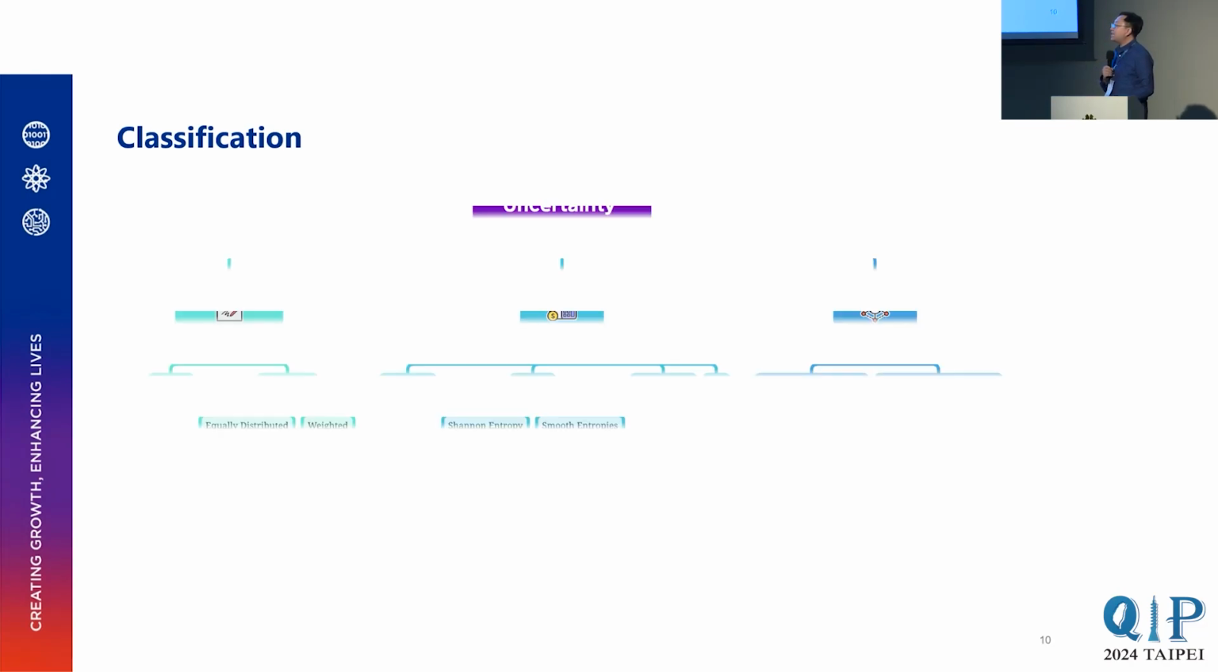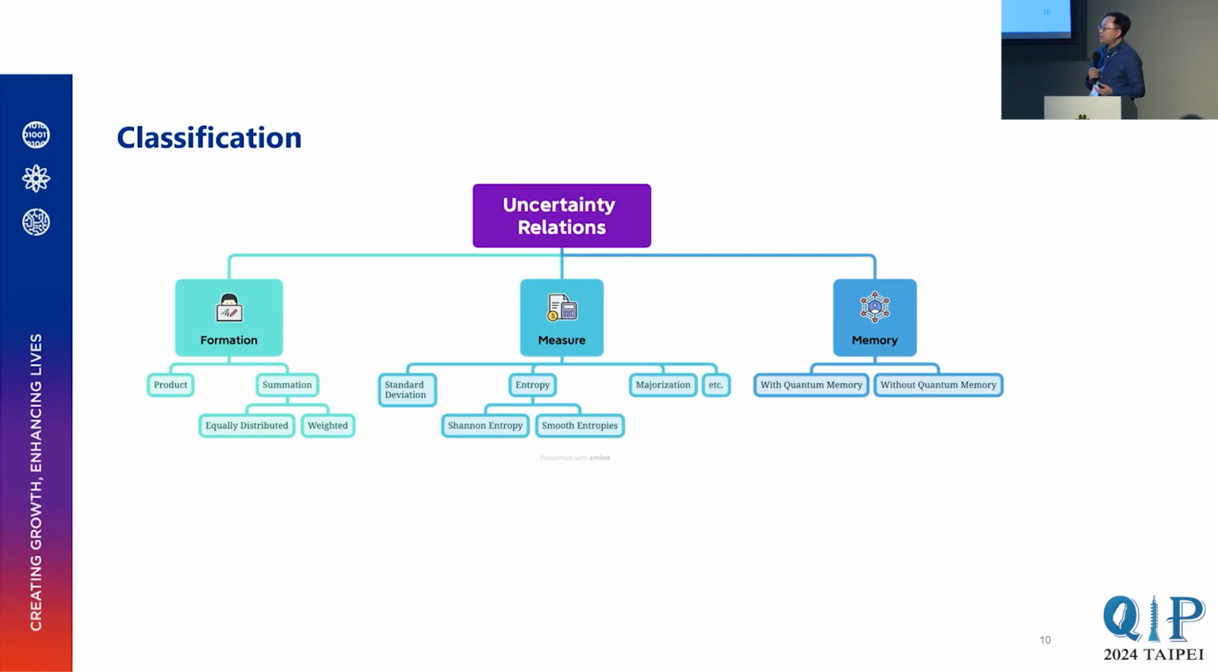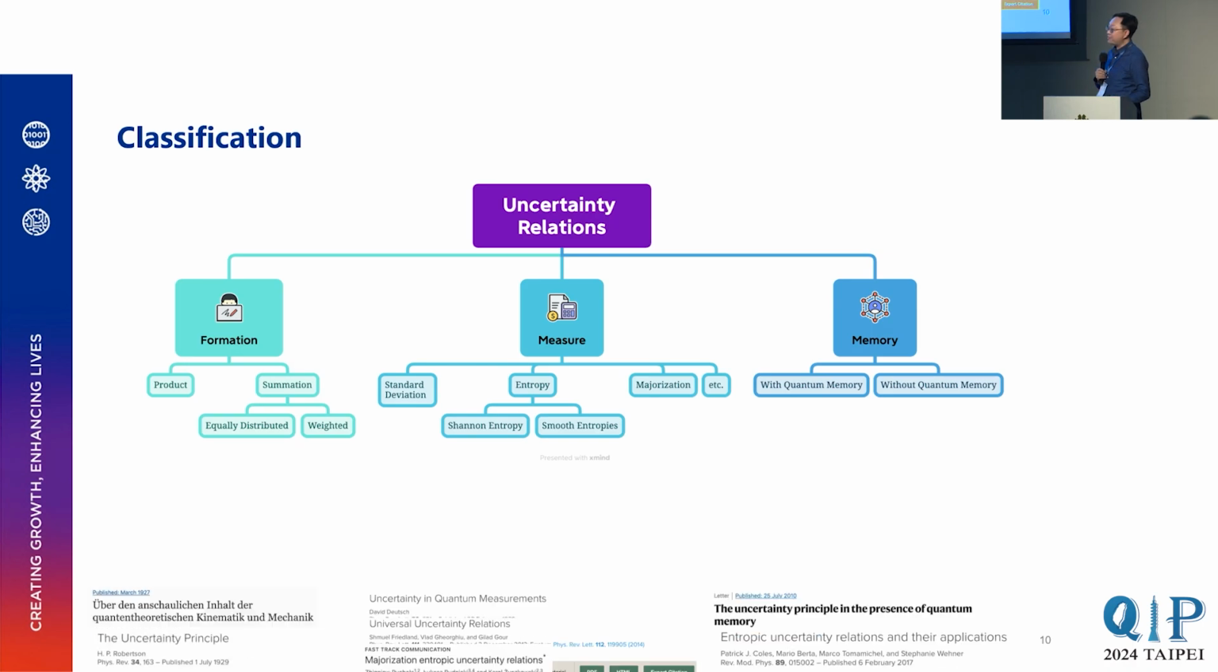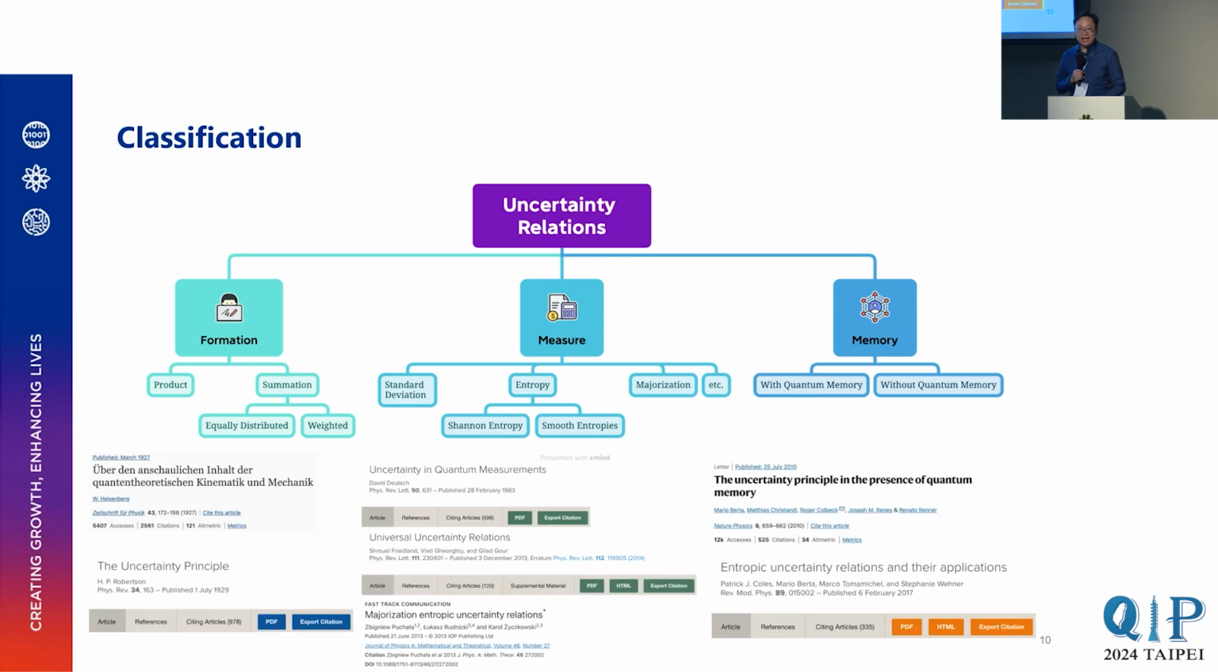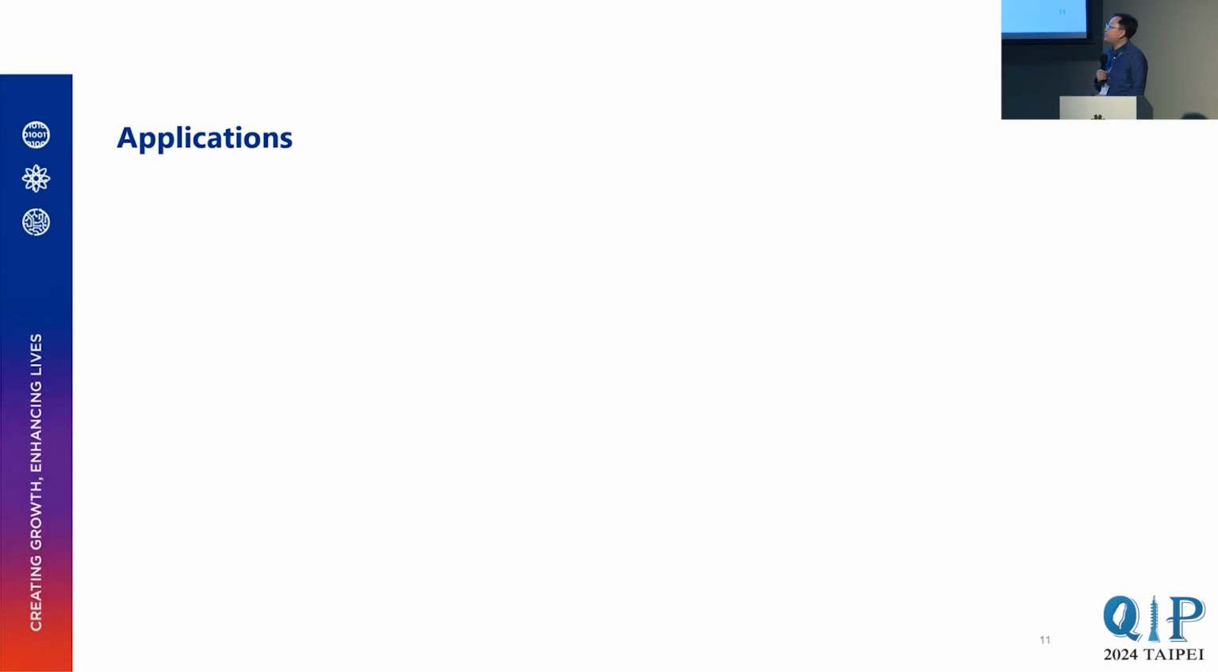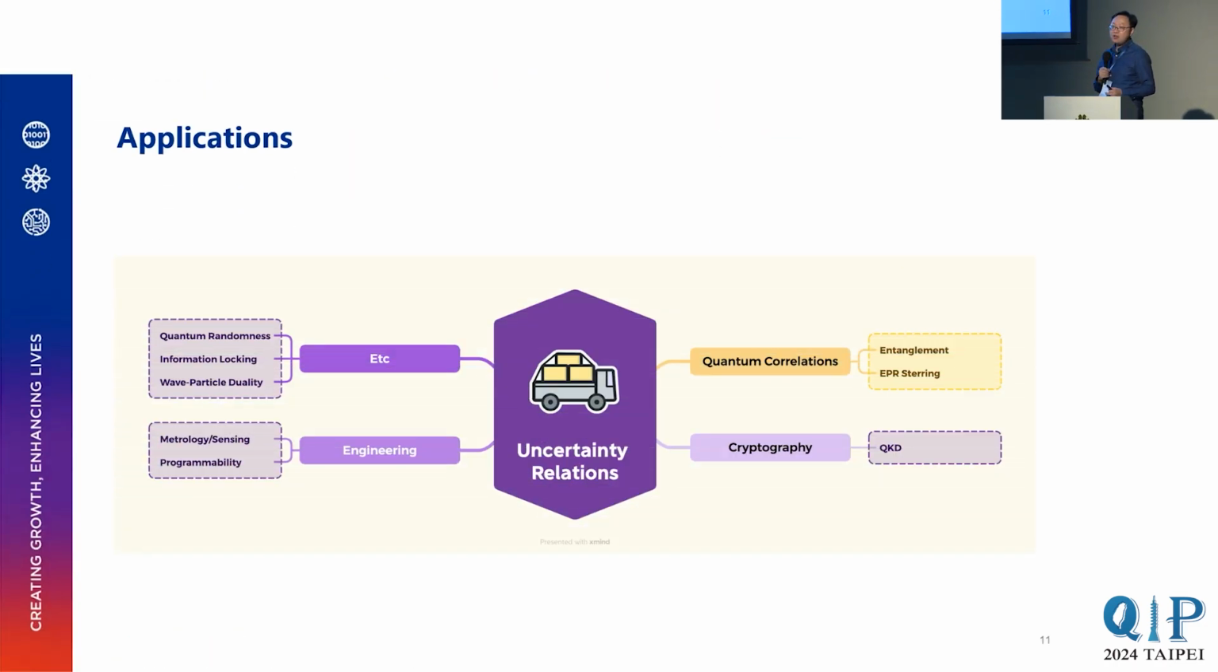Now, based on different classifications, we will have different forms of uncertainty relation, and based on whether it has memory or not, we will have different forms. If you want to know the details, there are lots of references for you. And moreover, till now, uncertainty relation is still a very important research area because it has so many applications, ranging from witnessing quantum correlation to cryptography and engineering problems.